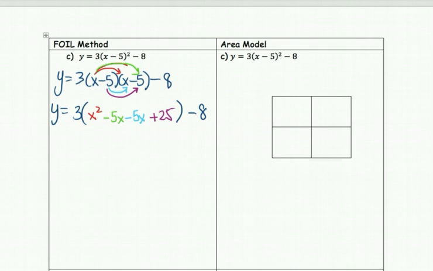Okay, all right, so from there, you want to clean up the brackets first, like put these like terms together. So -5 and -5 is -10x. They're on the same team.